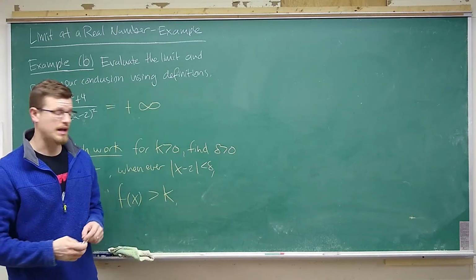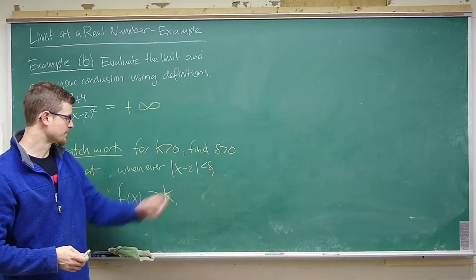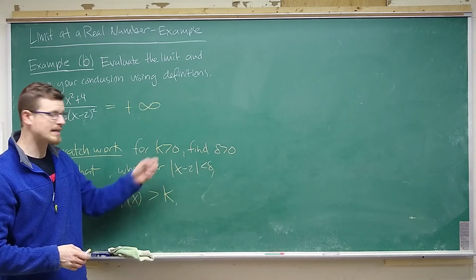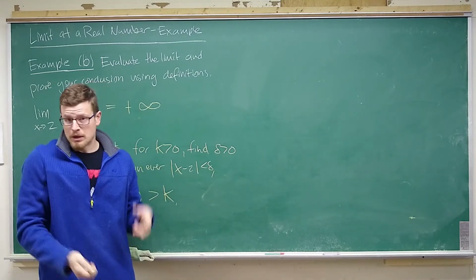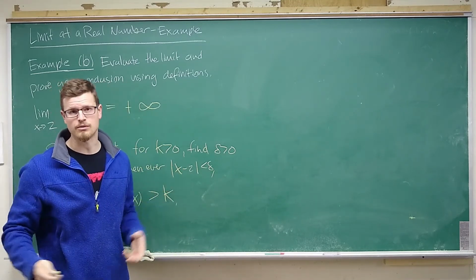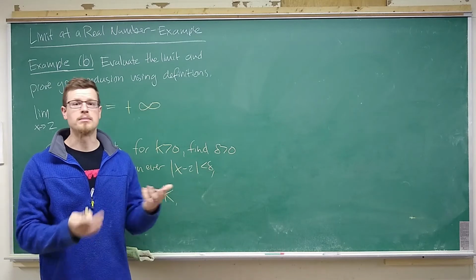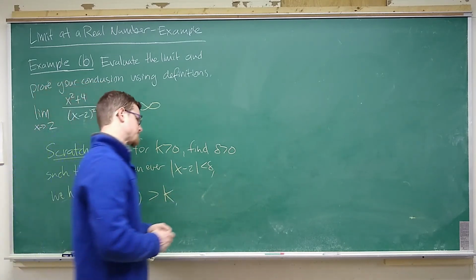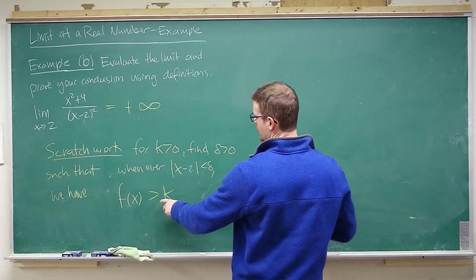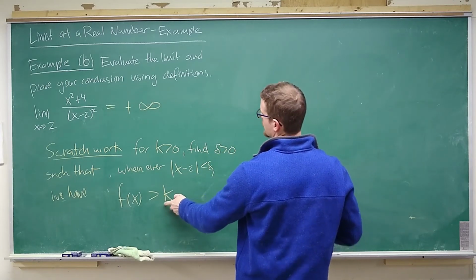So we want to find an appropriate value for delta based on a given value for k. And when I say given value, I mean it's going to be k. We don't choose 10, we don't choose 20, we don't choose 100, a million, or a billion. We simply leave it as k, so that way it's arbitrary. So we want to show that it's greater than k.